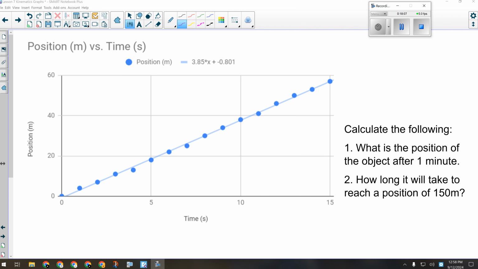All right, so looking at this graph, we have a linear position versus time graph. Before we do any calculating, what is this object doing? It is traveling at a constant velocity in a positive direction. Okay, what's the velocity of this object? 4 meters per second.